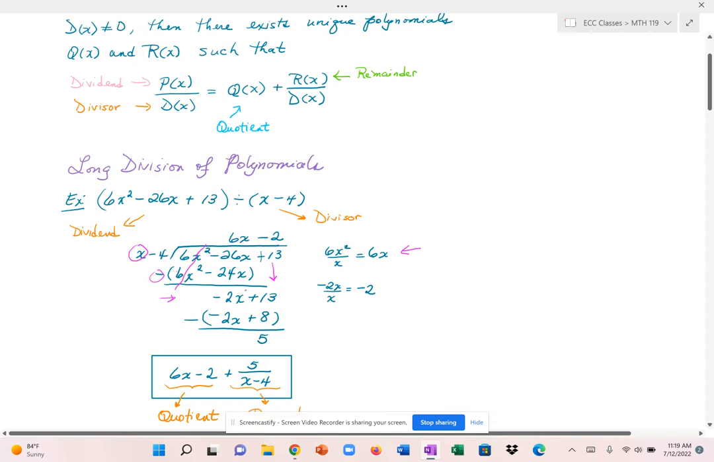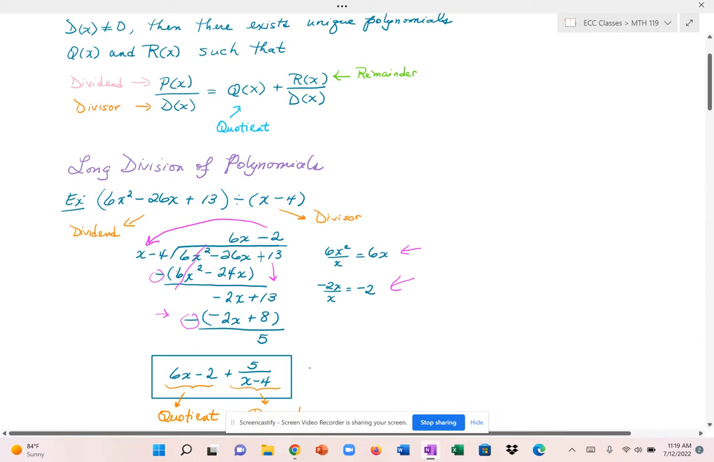Then you repeat the process. Take the first term in here, divide it by the first term on the outside. That gives me a result of negative 2. So you write minus 2 above the dividend. And then you multiply negative 2 by x minus 4, and I get negative 2x plus 8. But that also needs to be subtracted from what's above it. So the 2x's will cancel, and 8 gets subtracted from 13 when you distribute the negative. So I get 5 as my remainder.